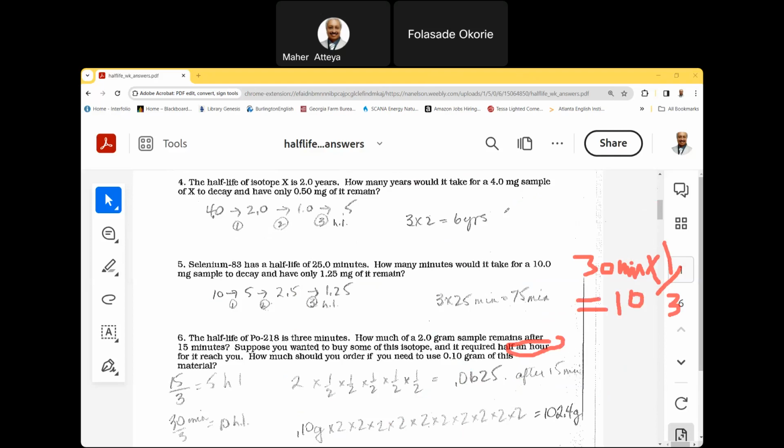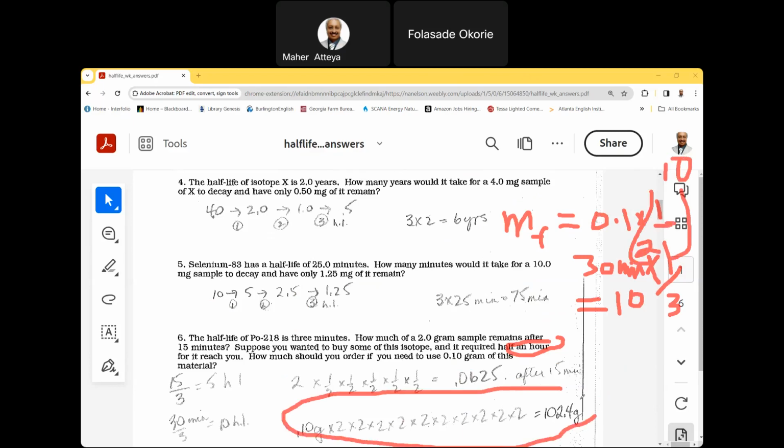So the MF, if you want to know how much to order, the final MI is 0.1 multiplied by half over 10. And this is what you get, I think. So half over 10 multiplied by 0.1 gram, 0.0 gram. So it is 0.0 gram, this one here.